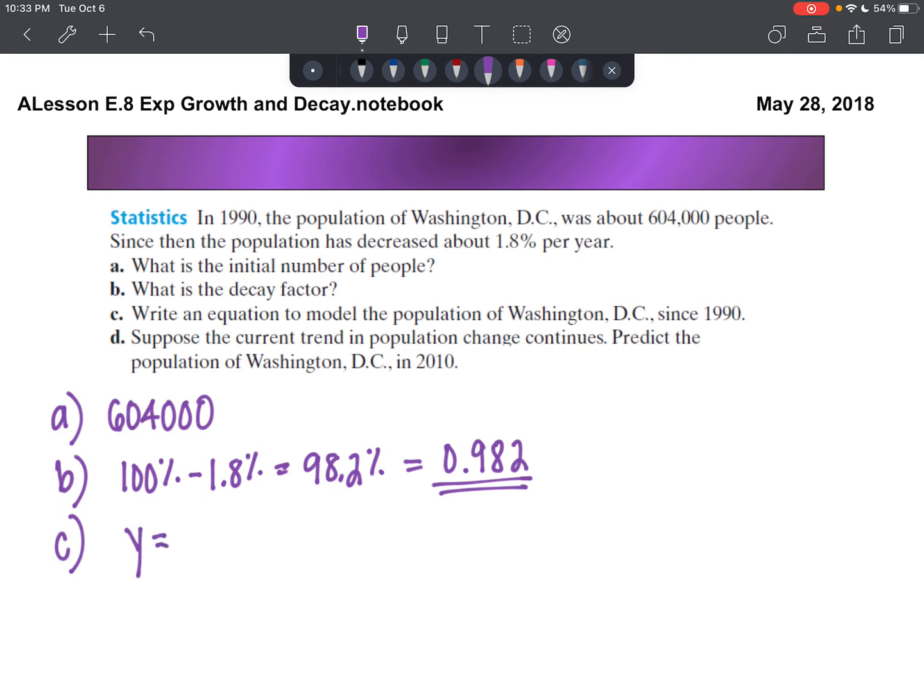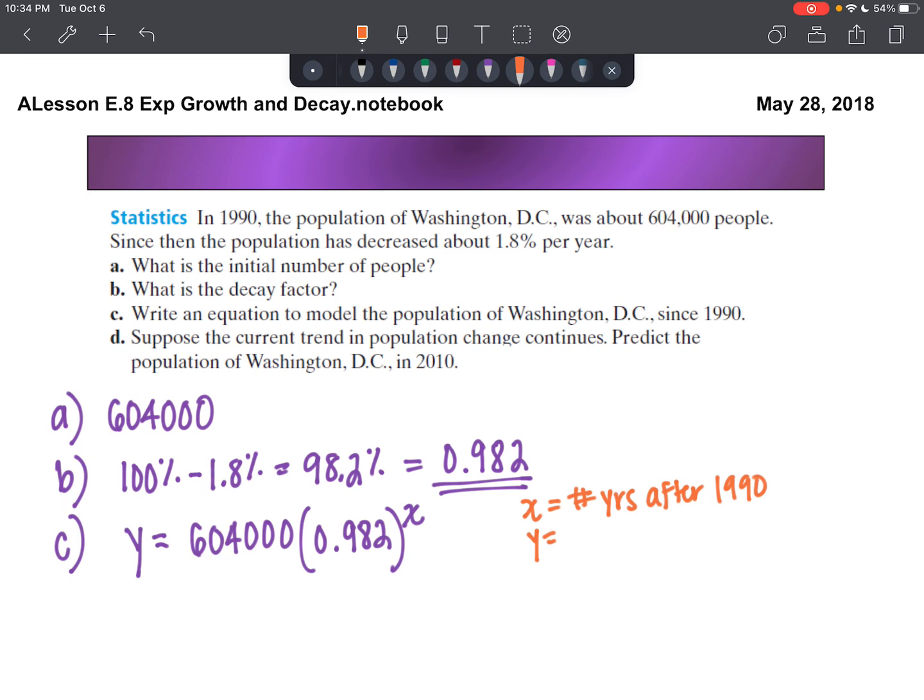Our equation is y equals 604,000, and then our base is 0.982. That's the amount we're going to retain, and then that's to the x power. X equals the number of years after 1990, and y equals the population in Washington, D.C.